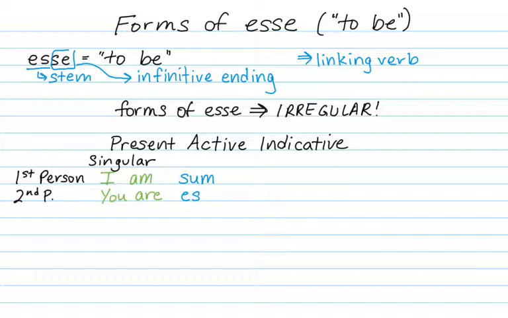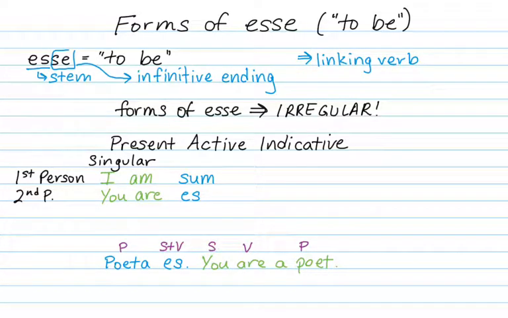The second person singular, you are, is represented in Latin as es. And again, we have a sample sentence, poeta es, which means you are a poet. In English, the subject is you, the verb is are, and a poet is the predicate. You'll notice that in the Latin sentence, poeta must be in the nominative because predicates are in the nominative. The third person singular, he, she, it is, in Latin is est.